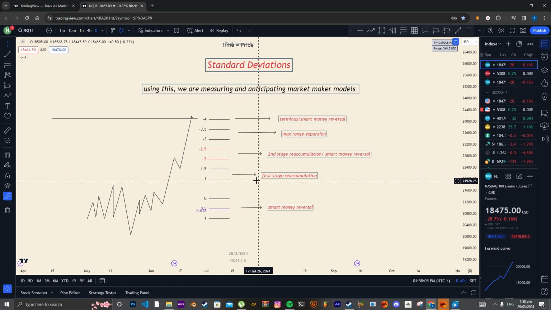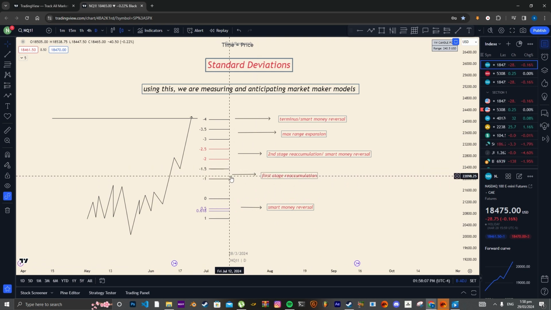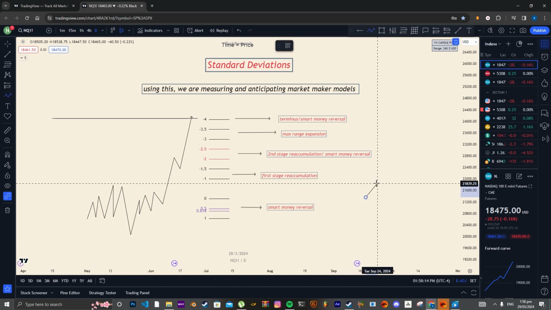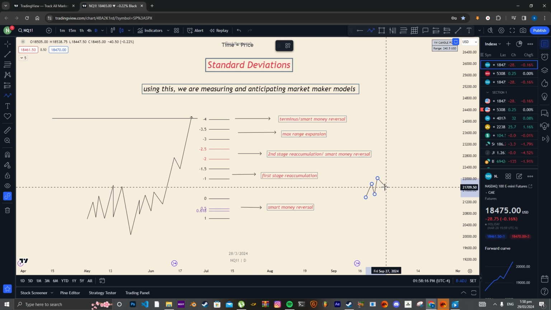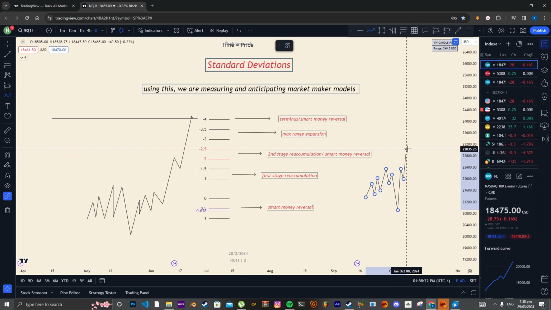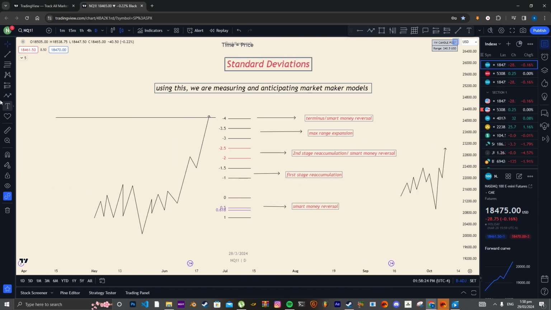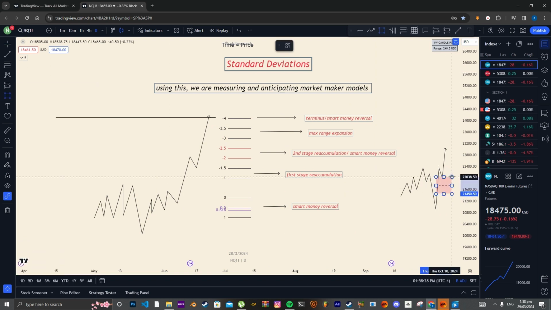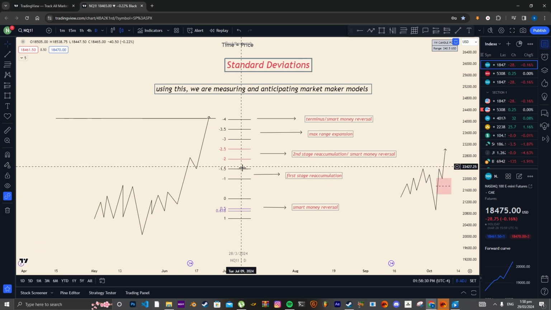The -1 to -1.5 is our first stage accumulation, or our silver bullet zone. And what do I mean by silver bullet zone? This is something that's taught by Trader Dexter, but it's essentially when we come down, reprice lower, and then our silver bullet zone would be the gap that is nested right below the -1 to -1.5.